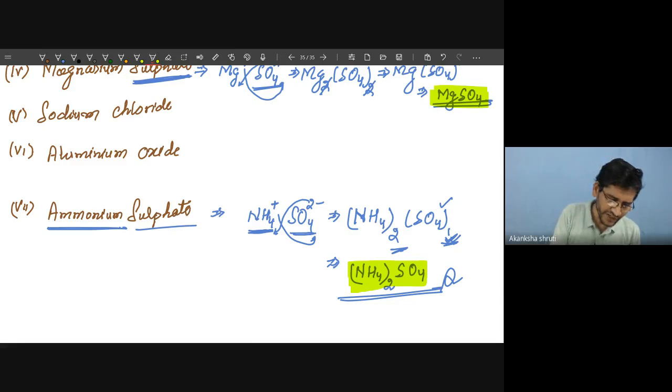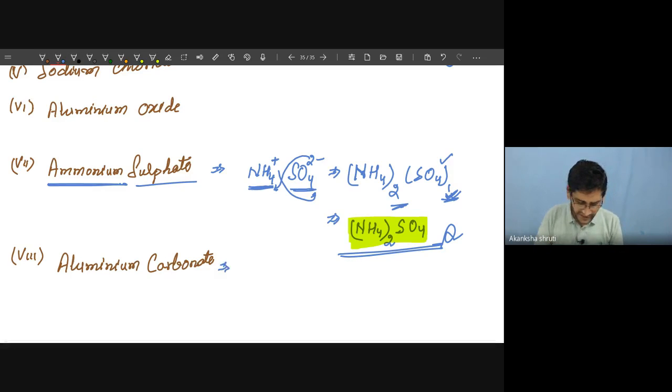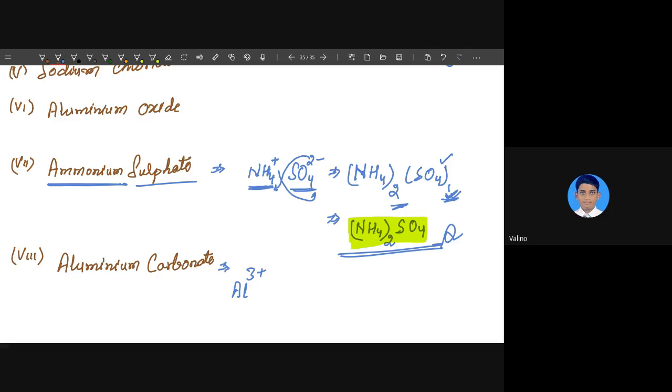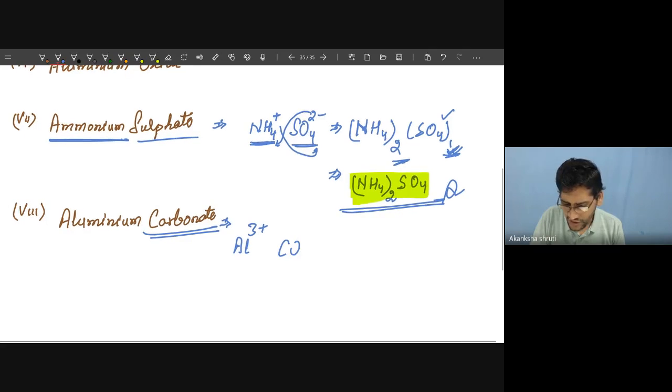Okay, sir. Let me take one more example. Say, aluminium carbonate. If anyone asks you for aluminium carbonate, what will be the structure? Student, for aluminium write Al3+. For carbonate, what is the structure or ion? CO3 2-. Very good.